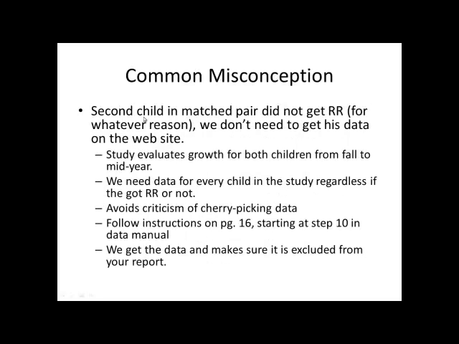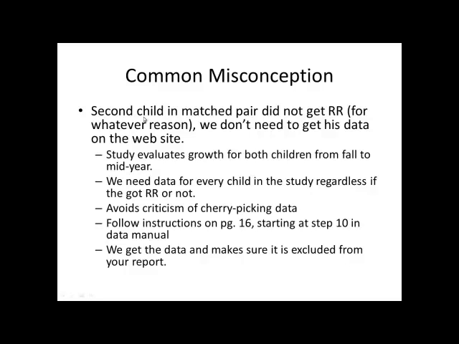So a common misconception about the random assignment study is that, let's say the second child in the matched pair didn't get reading recovery for whatever reason. Teachers mistakenly think that we don't need to get this child's data on the website, and that is incorrect. Remember, the study evaluates the growth for both children from fall till about the middle of the school year. So we need the data for every child in the study, regardless of whether the child got reading recovery or not. It helps us avoid criticism of cherry picking our data. We need all the data.